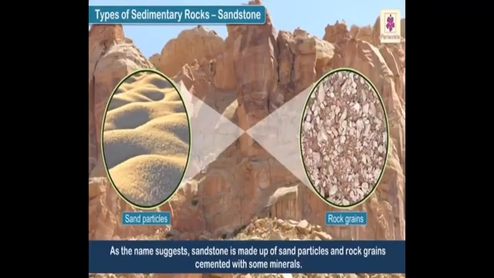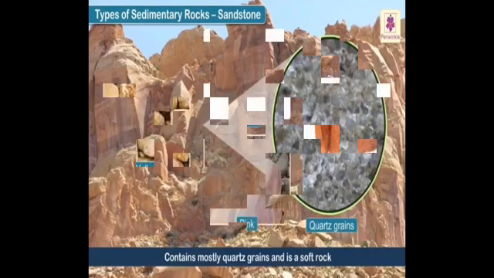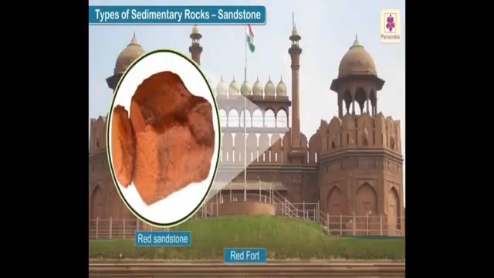Sandstone. As the name suggests, sandstone is made up of sand particles and rock grains, cemented with some minerals. It contains mostly quartz grains and is a soft rock, mostly yellow, brown, red, and pink in color. The Red Fort in Delhi is made up of red sandstone.